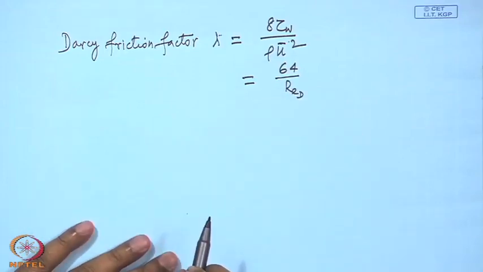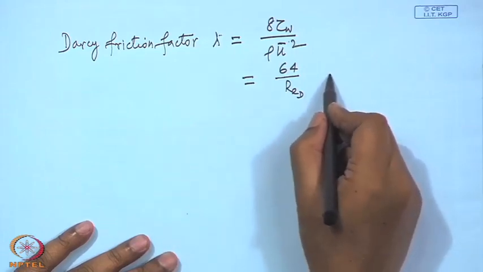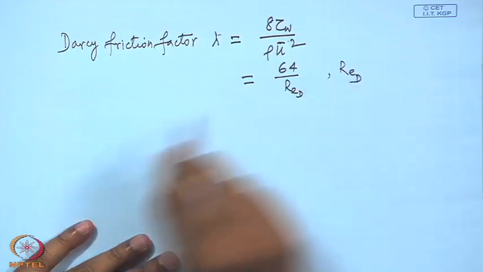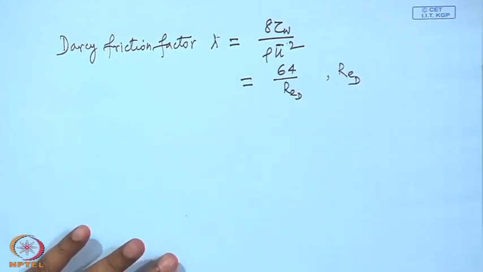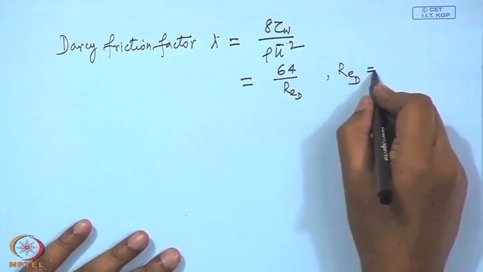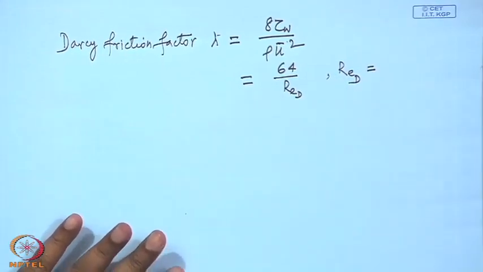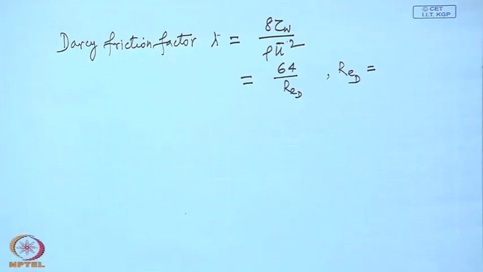It will come to be 64 by Re_D, where this Re_D is a Reynolds number based on diameter. In case the pipe is not circular, then this diameter is to be treated as hydraulic diameter.